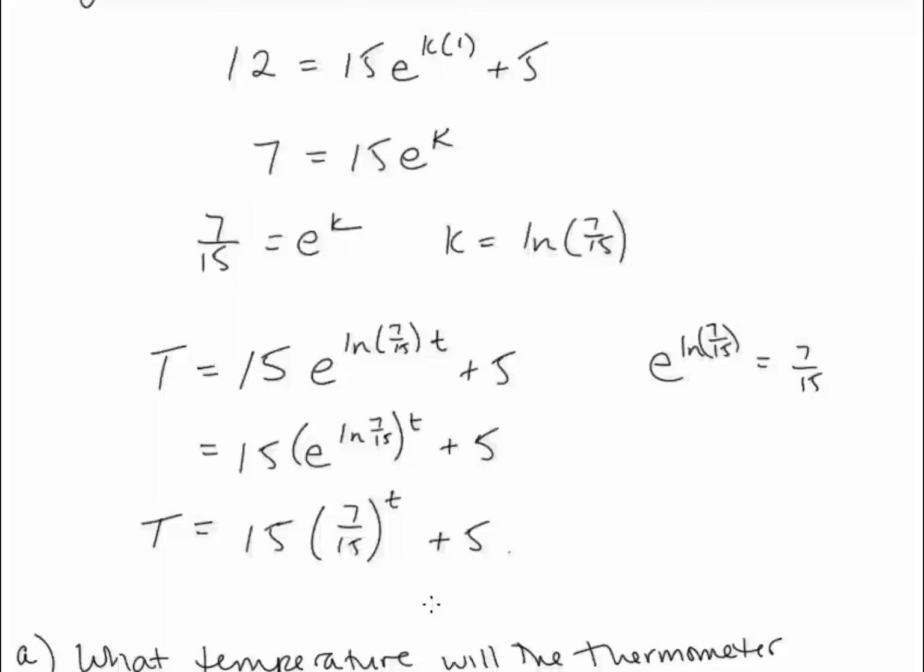e to the ln of 7 over 15 reduces to 7 over 15. So we get T is equal to 15 times 7 over 15 to the t, plus 5. And I want to stress again that only the 7/15 is being taken to the t power. This 15 is not. So we cannot combine these two numbers.